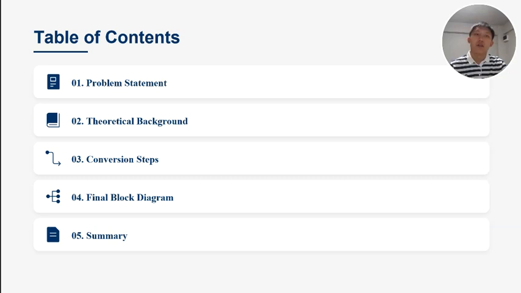Here is the outline of the presentation. We will start with the problem statement, review the necessary theoretical background, work through the conversion steps in detail, present the final block diagram, and conclude with a summary.